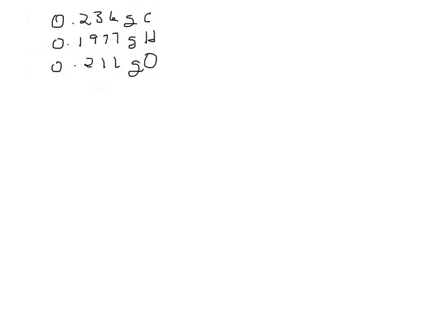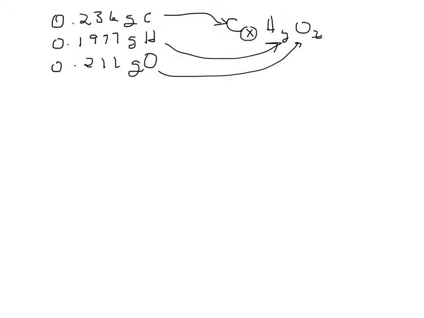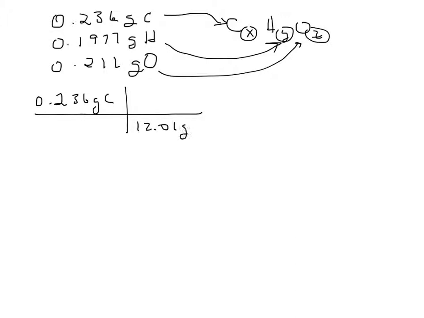We have 0.236 grams of carbon, 0.1977 grams of hydrogen, 0.211 grams of oxygen. We know now in the compound CxHyOz, that's how many grams we have. What we want in x, y, and z is not the grams, but the number of moles. So we have to divide each of those terms by the number of grams per mole. We have that many grams of carbon. We divide by 12.01 grams per mole. And so we have 0.019 moles of carbon.